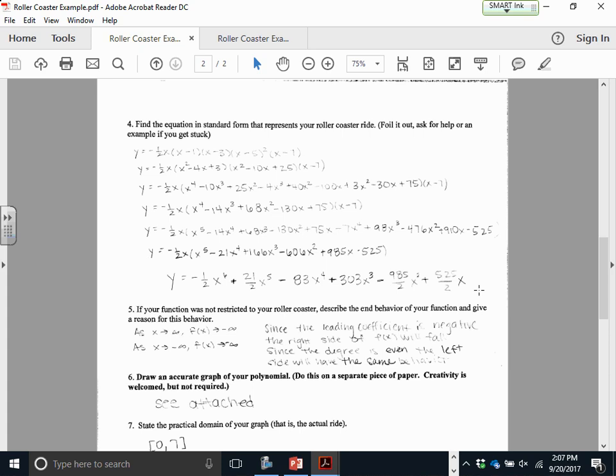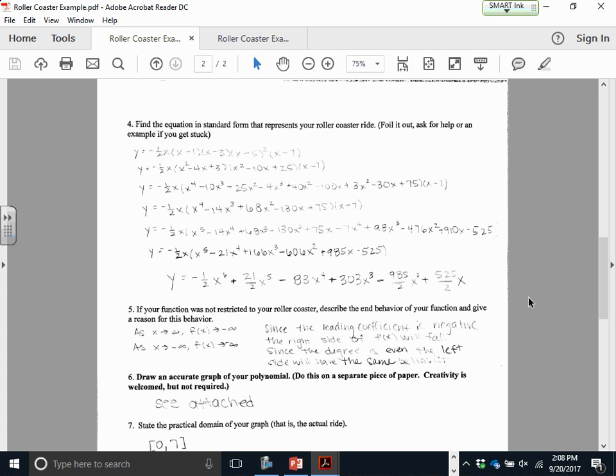Okay? If you do decide to have a leading coefficient that is not positive 1, I would multiply that very last. Okay, you can see that I multiplied everything together and then I distributed that negative 1/2 through. Otherwise, I'm working with fractions the whole time. Okay, it's a lot easier to keep track of your work if you wait to multiply that leading coefficient through very last. Okay.